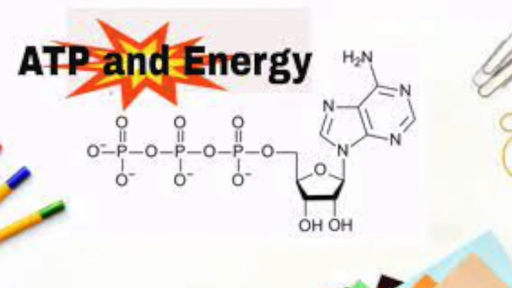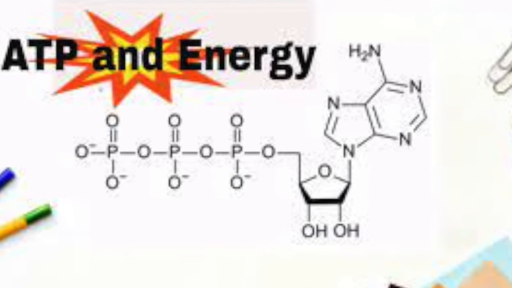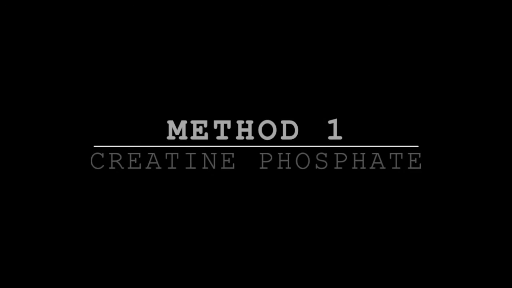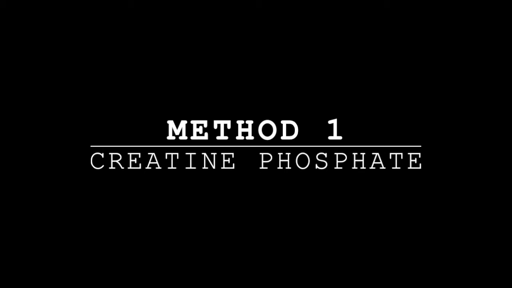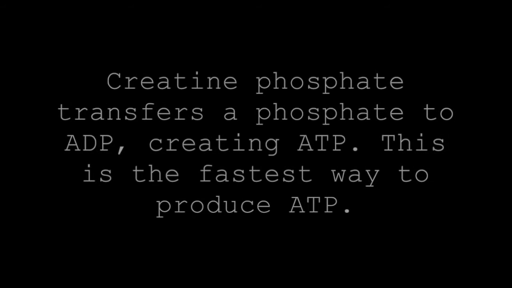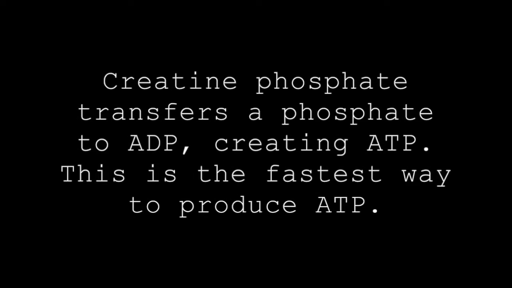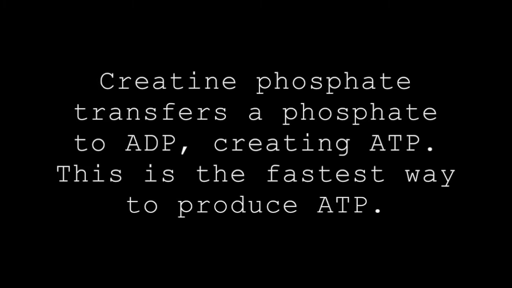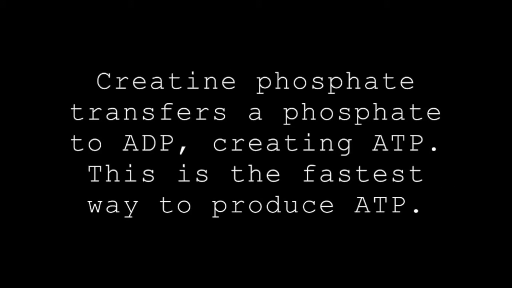The next part of whole muscle contraction is generating the energy for the contraction. ATP is the source of energy for the contraction and can be acquired in 3 different ways. The first way the body generates ATP is by having creatine phosphate transfer a phosphate to ADP, forming ATP.